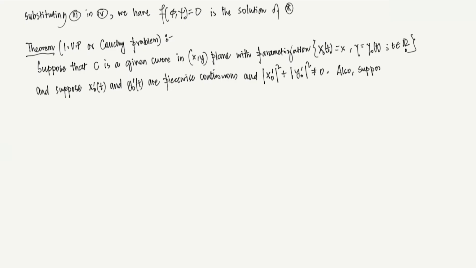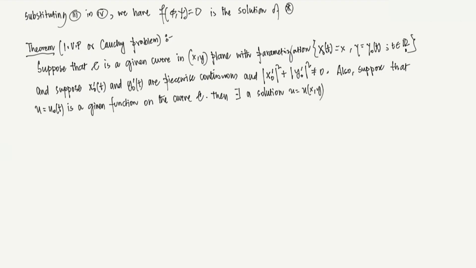Also, suppose, I will explain to you what this theorem is. Let me write it down. Suppose that u, which is u naught of t, is a given function on the curve C. So this is the curve C. Then there exists a solution. And how is the solution? U, which is u of x, y, of the equation.